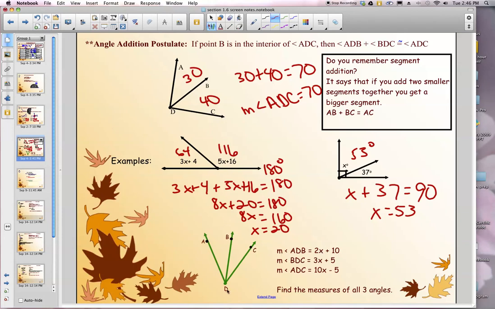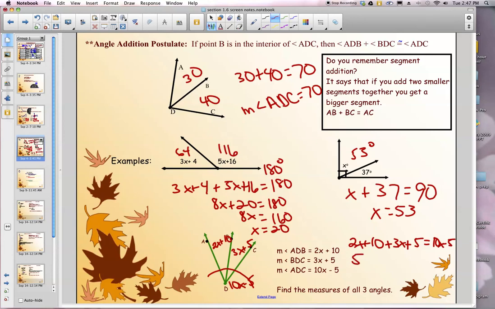Okay, it says that ADB, the measure of angle ADB, is 2x plus 10. It says that BDC, the measure of angle BDC, is 3x plus 5. And then it says ADC, the whole thing, is 10x minus 5. So using angle addition says you add the two smaller ones together and equal them to the bigger one. So I would add 2x plus 10 to 3x plus 5, and that means it would equal 10x minus 5. And I would do my algebra.